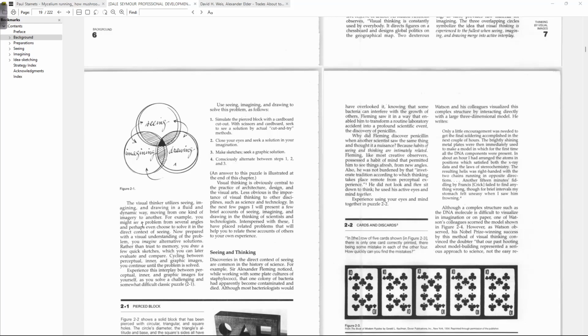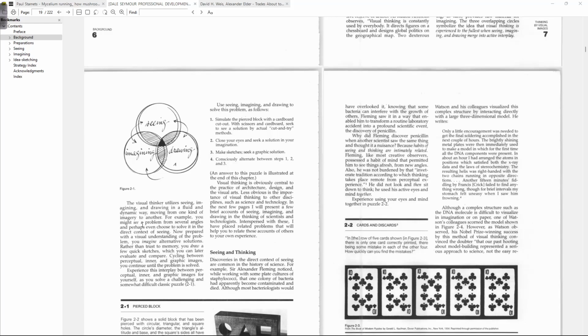For example, you might see a problem from several angles and perhaps choose to solve it in the direct context of seeing. Now, prepared with a visual understanding of the problem, you imagine alternative solutions. Rather than trust to memory, you draw a few quick sketches which you can later evaluate and compare, cycling between perceptual, inner, and graphic images until the problem is solved. Experience this interplay between perceptual, inner, and graphic images for yourself as you solve a challenging and somewhat difficult classic puzzle.